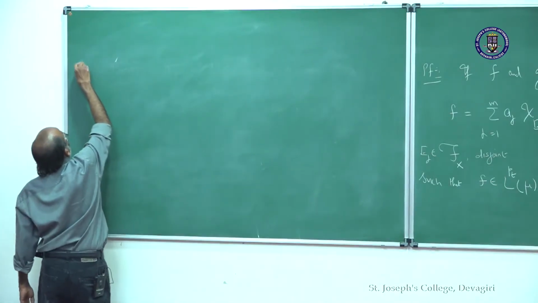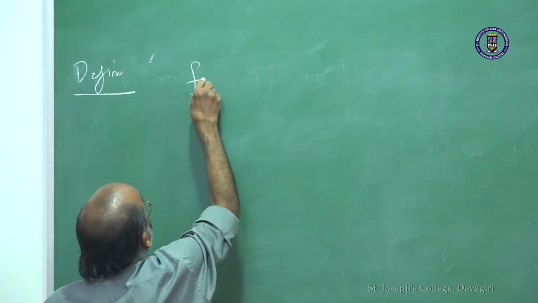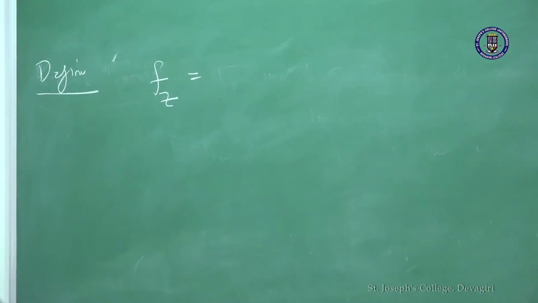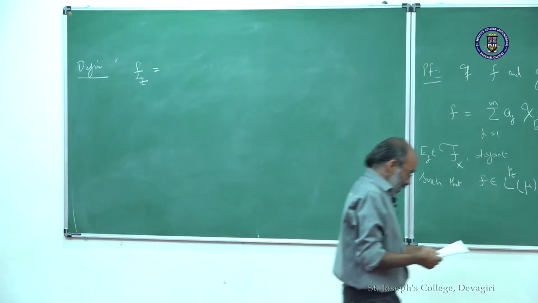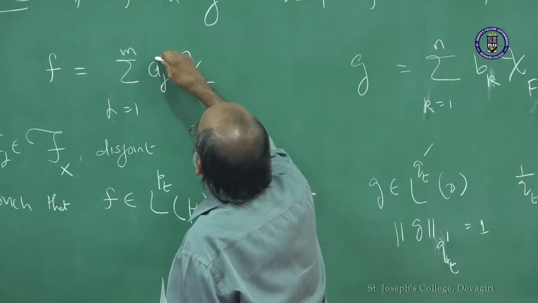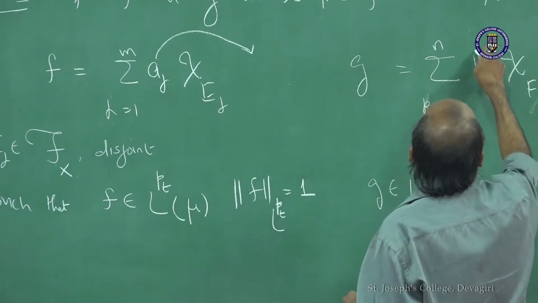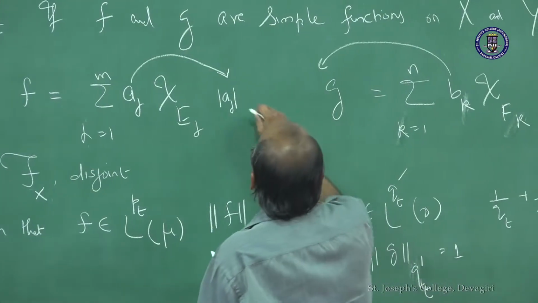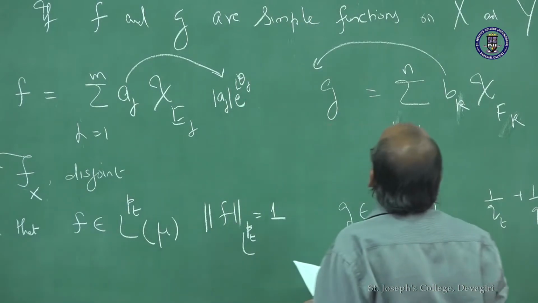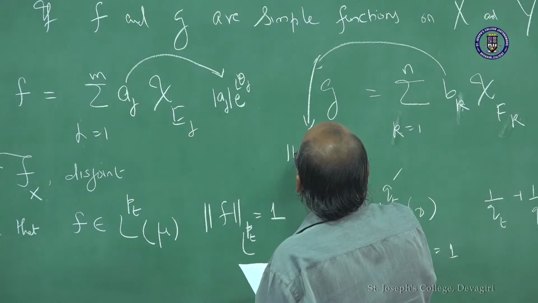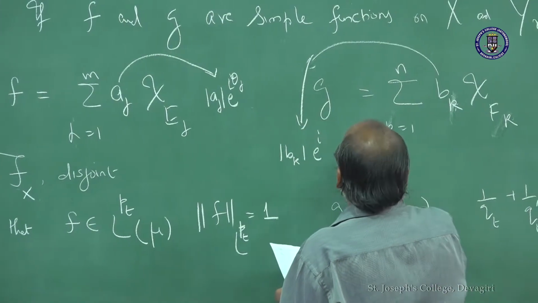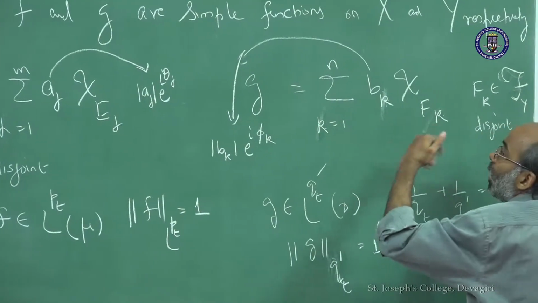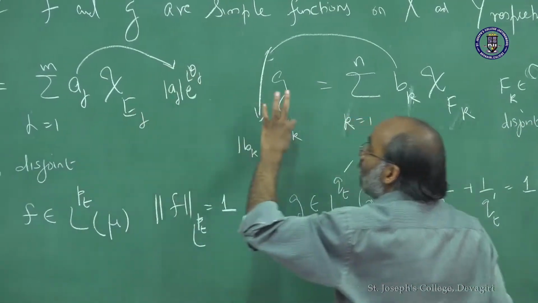Okay, so let's define holomorphic functions. Define f sub z equal to, sorry, I should have said this earlier. Aj are complex numbers, and similarly bk are complex numbers. I can write this as mod aj times e to the i theta j. Similarly, here I can write this as mod bk times e to the i phi k. So keep the notation in mind. j is for f, k is for g, theta for f, phi for g.